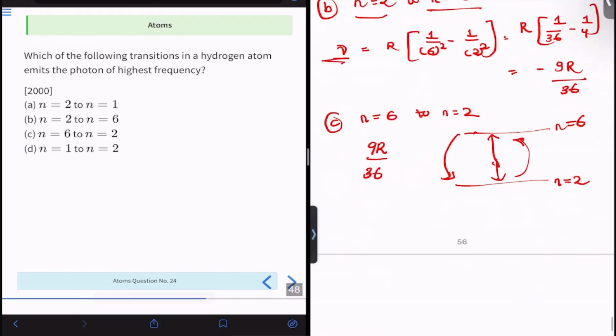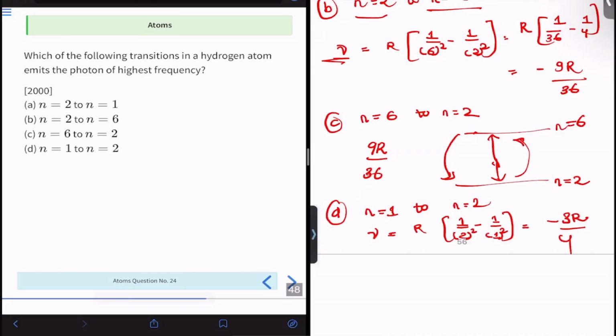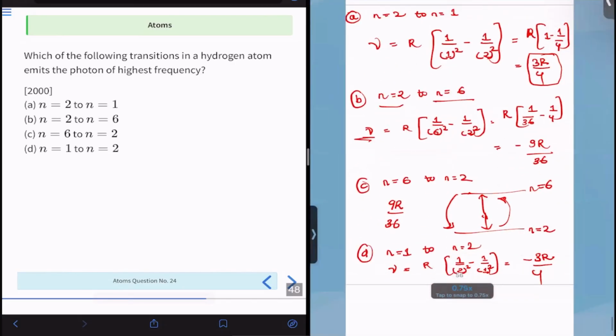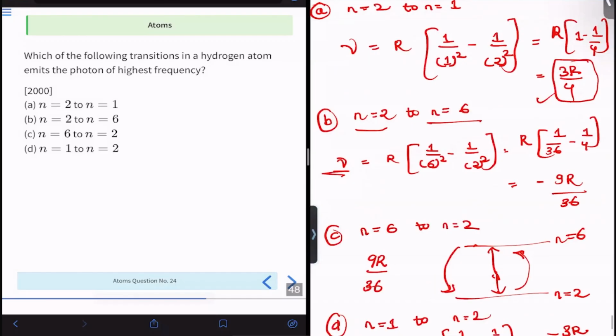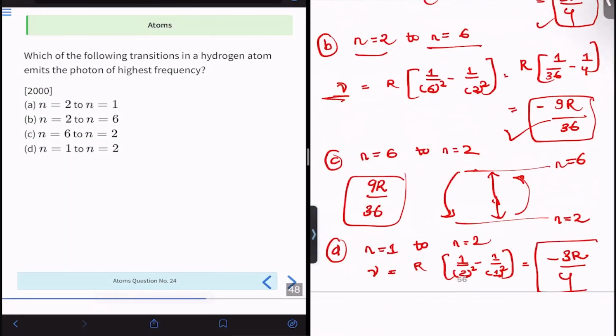Then I'll move to option number D. Option number D says n equal to 1 to n equal to 2. Again this will give us a negative value. Nu is equal to R into 1 upon 2 square minus 1 upon 1 square. This will give us minus 3R upon 4. Which one of the following is maximum? First is 3R by 4, then minus 9R upon 36, then 9R upon 36, then again minus 3R upon 4.